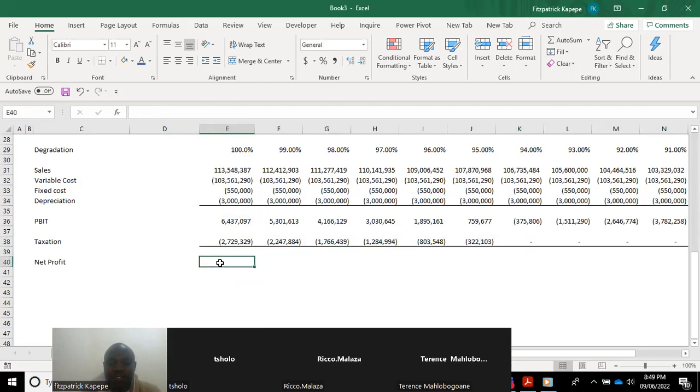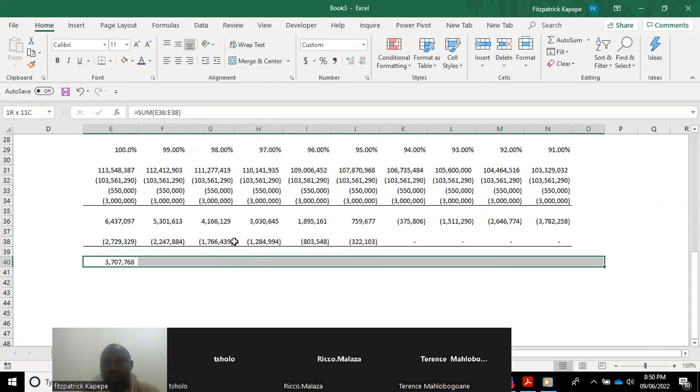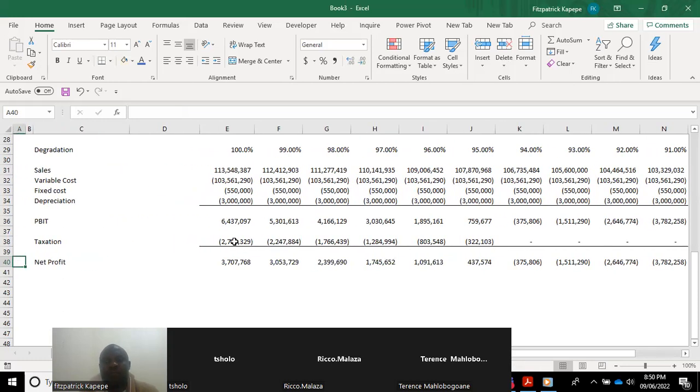So I'll come here and say equals sum. We pick these two, enter. I think you didn't add back the depreciation. No, we haven't. We're being too forward. Yeah, very ahead of us. And congrats for that.